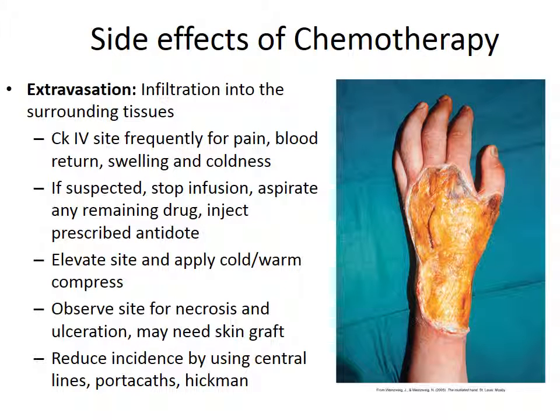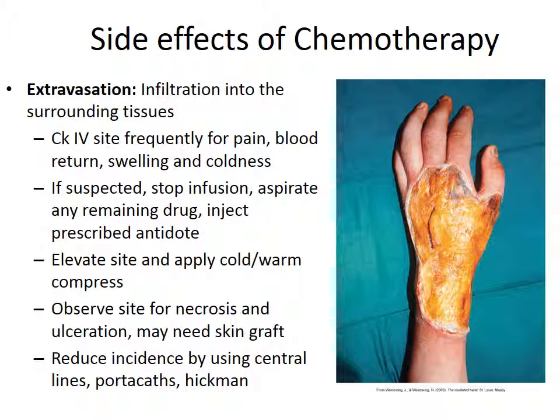Side effects of chemotherapy, one of the main ones is extravasation, which is infiltration into the surrounding tissues by the chemotherapy agent. The incidence of this has been reduced drastically, since most surgeons now are using a central line, a portacath, or a Hickman catheter for chemotherapy infusion. If a peripheral site is needed for chemotherapy administration, it's important to check the IV site frequently for pain, blood return, swelling, and coldness. If extravasation is suspected, stop the infusion, aspirate any remaining drug, and inject the prescribed antidote.